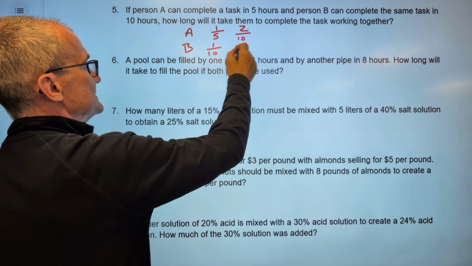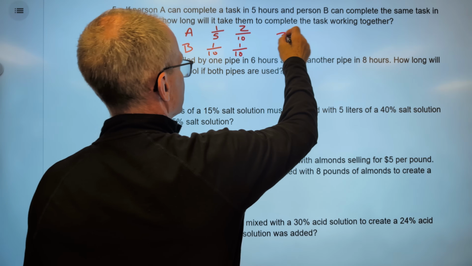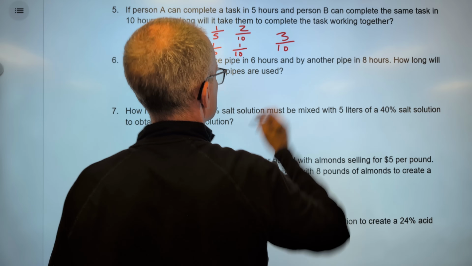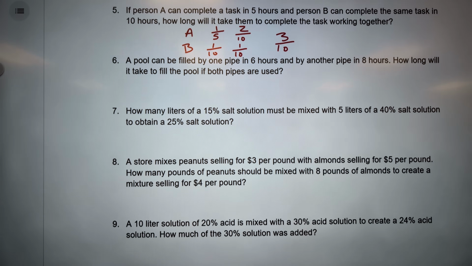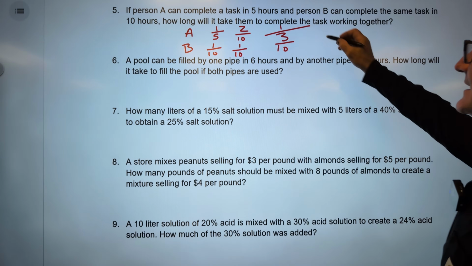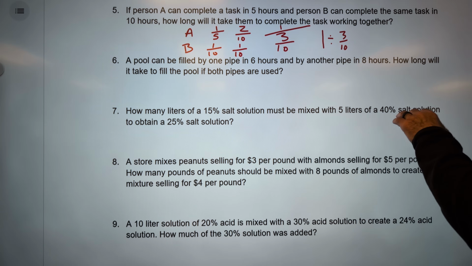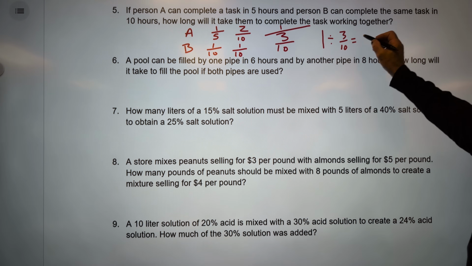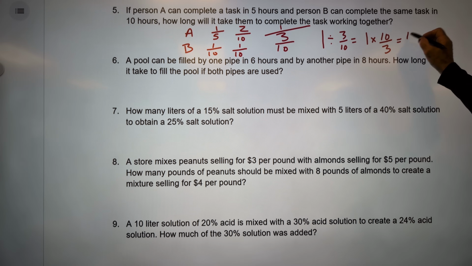This is already a common denominator of 10. So I have 2/10 plus 1/10 is 3/10. So their rate combined is 3/10 of the task per hour. So I'm going to do 1 divided by 3/10. 1 divided by 3/10 is like multiplying by the reciprocal, right? So that's equal to 1 times 10/3, which is just 10/3.